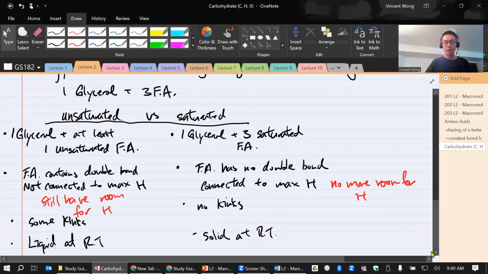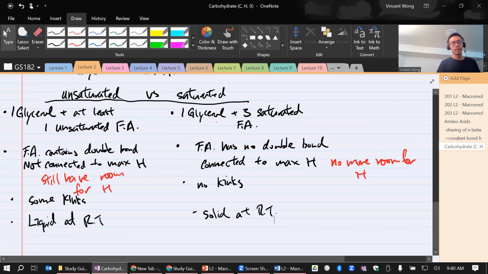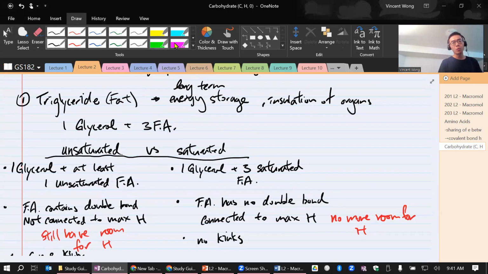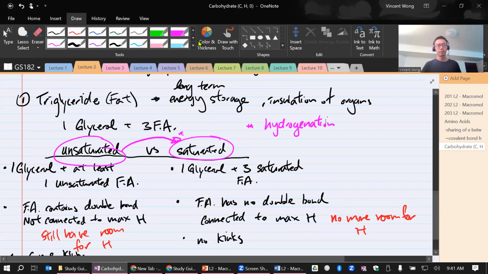That's triglyceride. Another thing. Oh, sorry, I forgot. What if you want to convert one into the other? What if you want to take unsaturated fat and change it into saturated fat? What's the process called? Hopefully you're thinking of hydrogenation, right? Artificially adding hydrogen onto it.